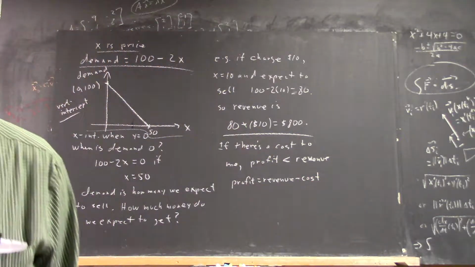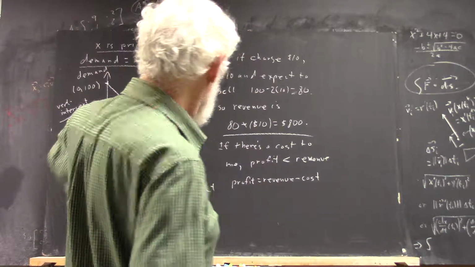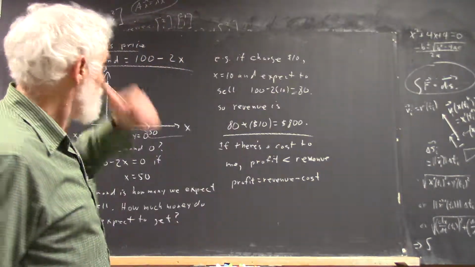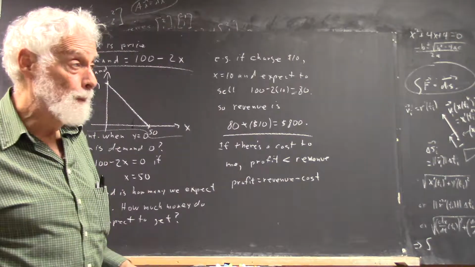Profit is revenue minus cost. And cost generally depends on how many I expect to sell, because that's how many I'm going to tend to buy, right? Now, in reality, it's a little more complicated than this. It's an oversimplified model. These things aren't necessarily linear, but a lot of times they're pretty close to linear, okay?